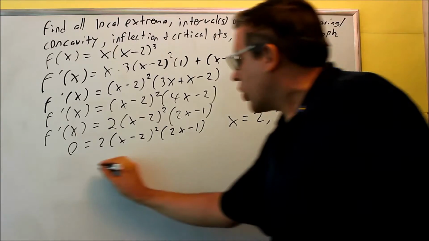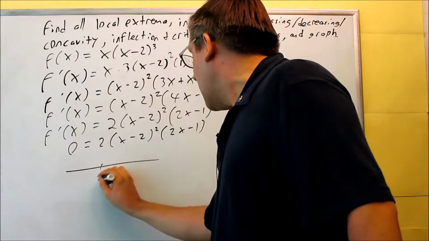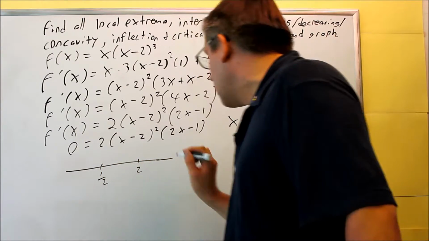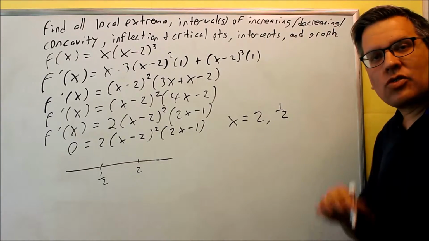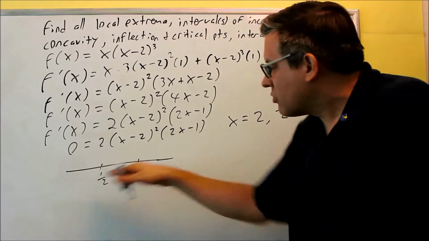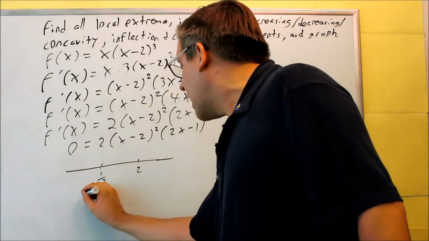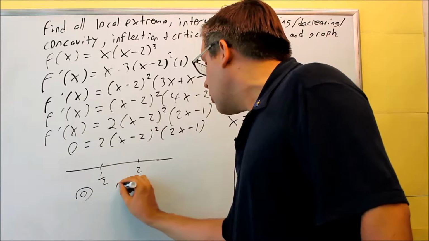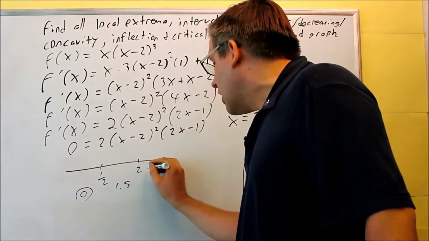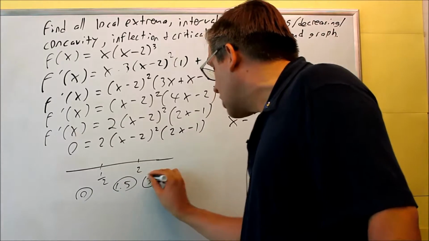Critical numbers we're going to put on our number line, and this is where we're going to look for relative extrema and also increasing and decreasing. You want to do some test points. So less than 1/2 we'll use 0. In between we're going to use 1.5, and then greater than 2 we'll use 3.